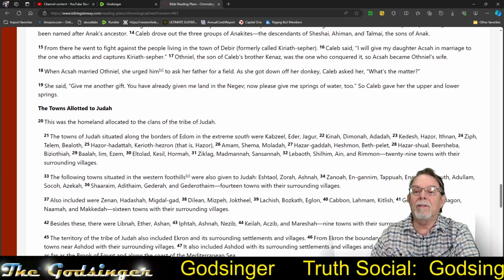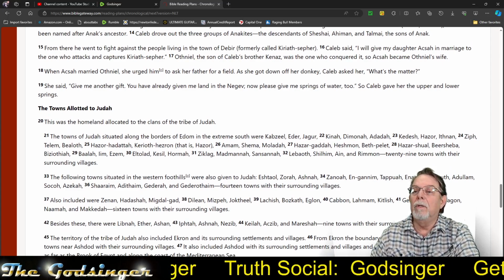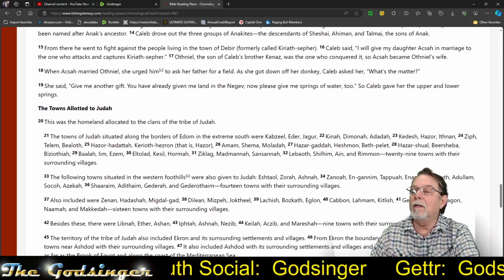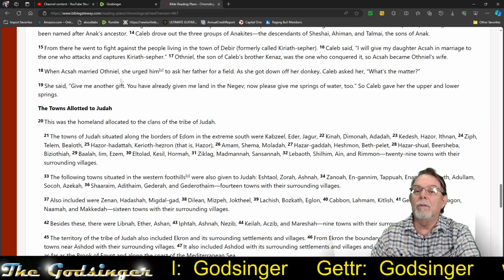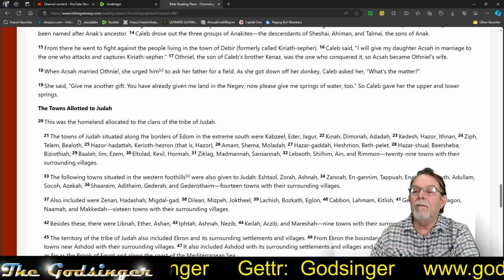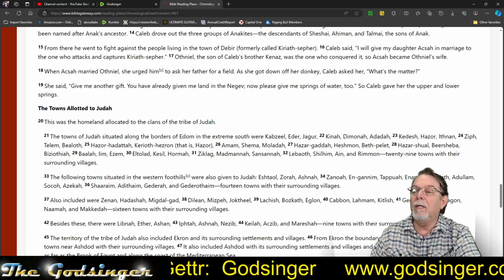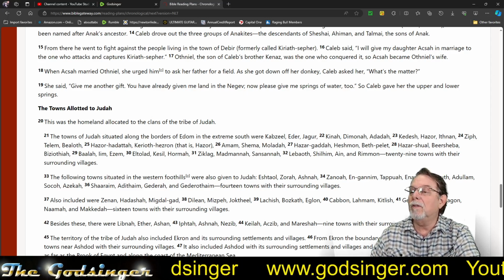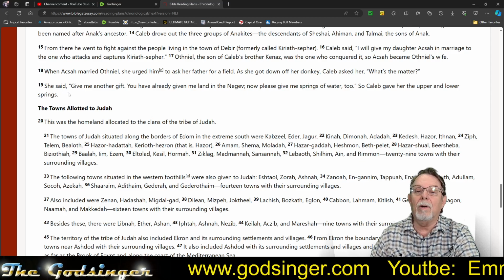When Achsah married Othniel, she urged him to ask her father for a field, and she got down off her donkey. Caleb asked her, What's the matter? She said, Give me another gift. You have already given me land. You've given me land in the Negev. Now please give me springs of water too. So Caleb gave her the upper and lower springs.